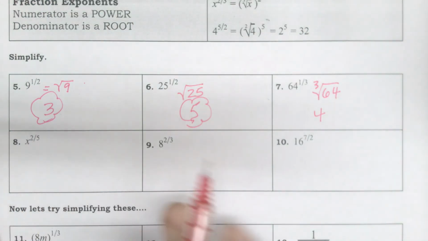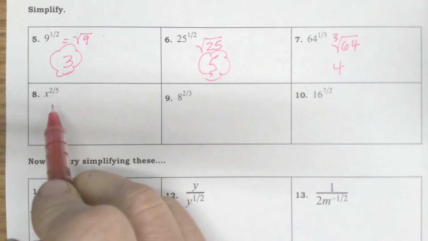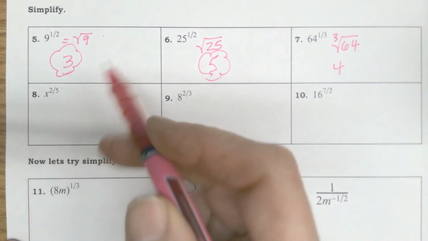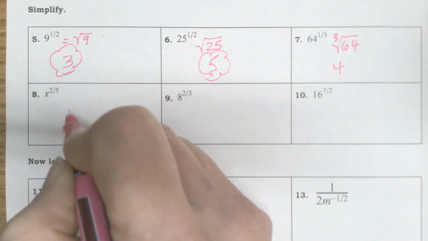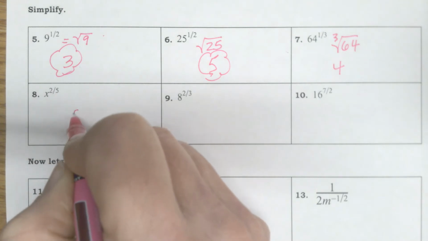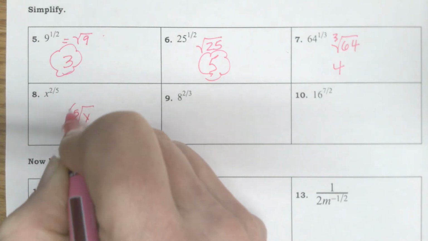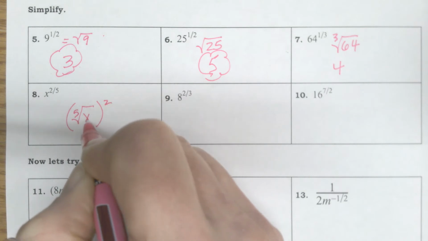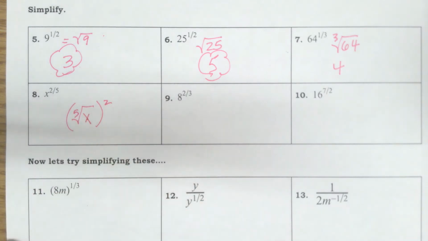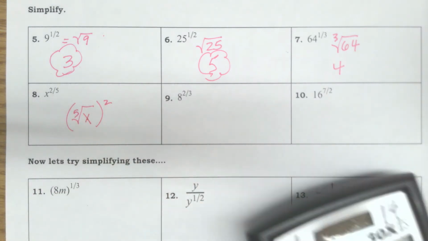Not as easy again when I have a variable. All I can write on this one is the denominator gives me my root, and then the numerator gives me how many times I'm going to be multiplying that. So that's the 5th root of x squared.